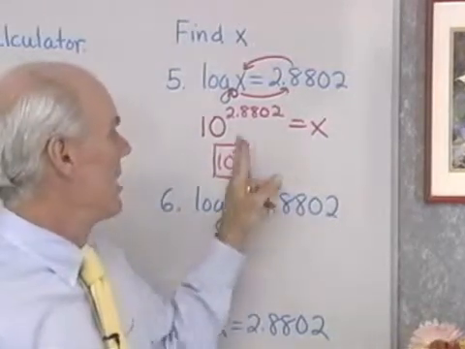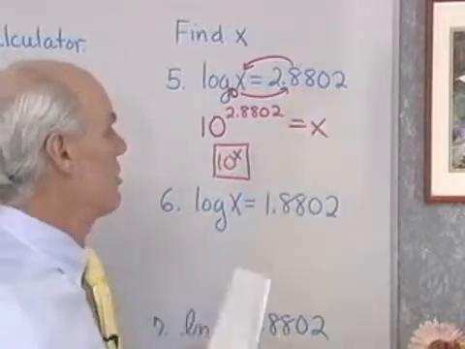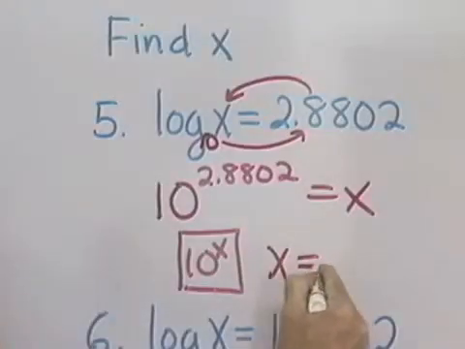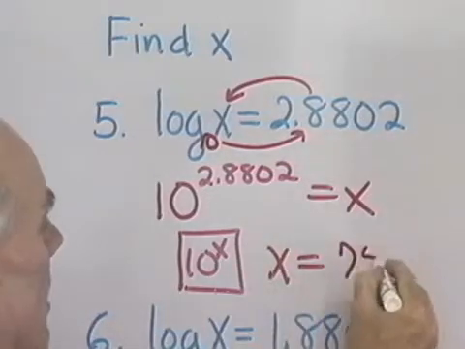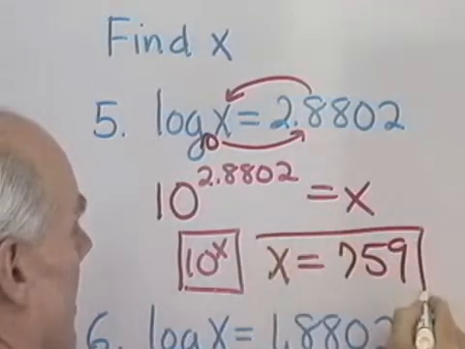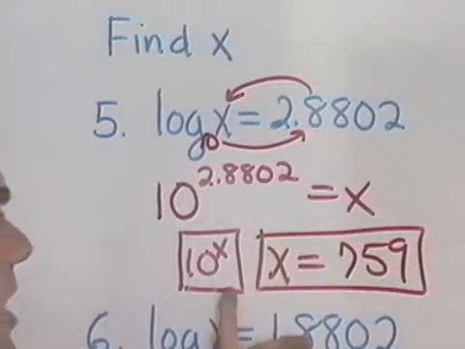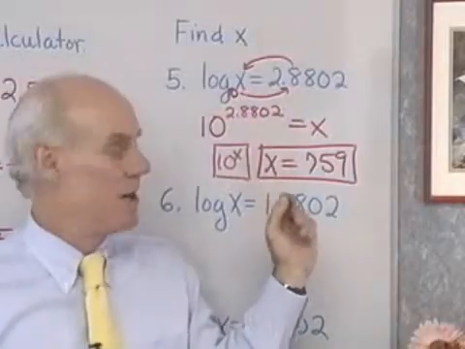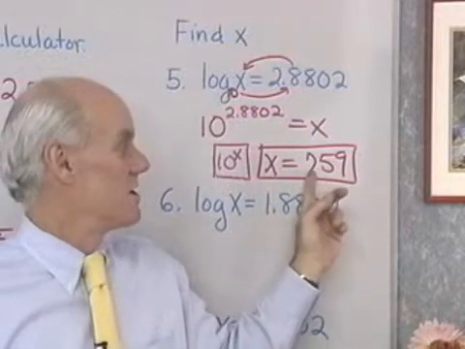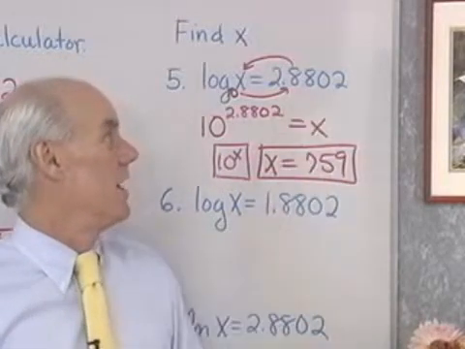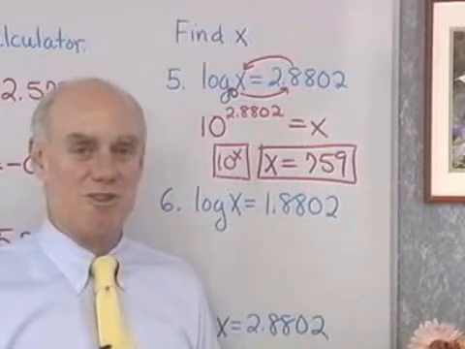And when I use that button with this number 2.8802, I should end up with x equal, and let's see what I got, if I round off, 759. So try that 10 to the x button on your calculator. It's the inverse of your log button, and when you press that, you should get rounded to 3 decimal places, 759, when you look up 10 to the 2.8802. Here's another one.